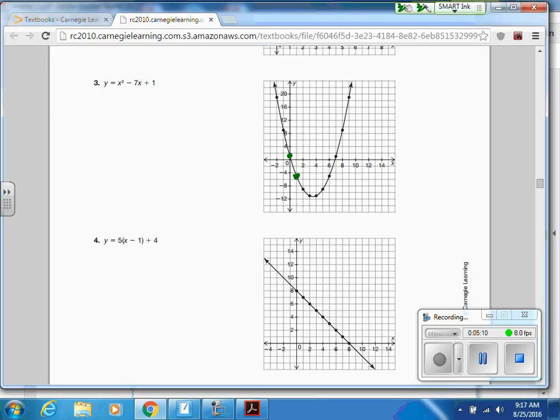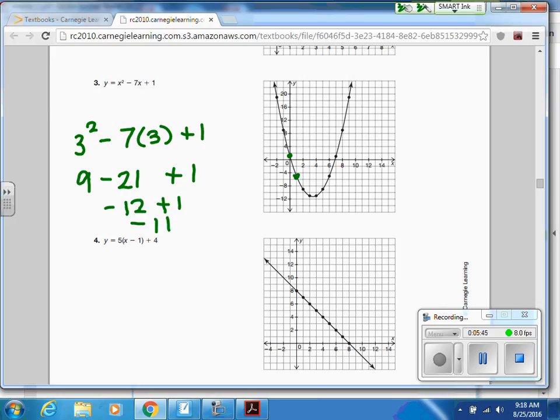What about 3? Does 3 check out? 3 should be -11. Is it -11 when I put in 3? Let's see. 3 squared minus 7 times 3 plus 1. 9 minus 21 plus 1. What's 9 minus 21? -12. And -12 plus 1 is -11. Alright, so that one does okay.